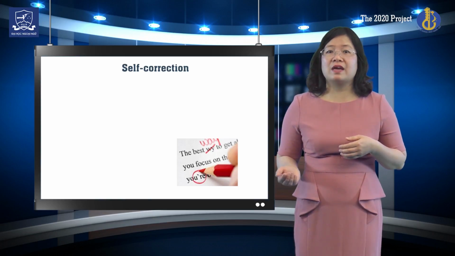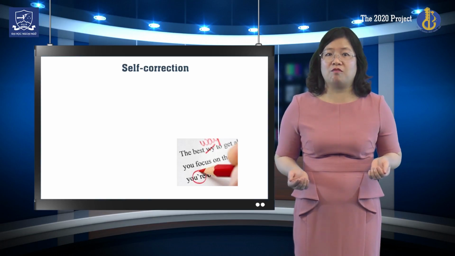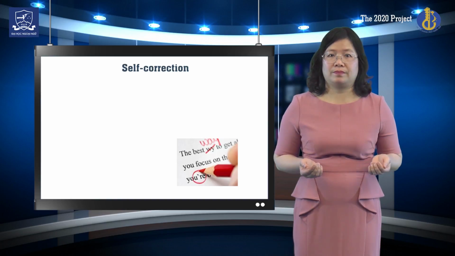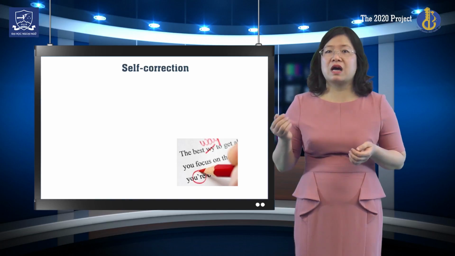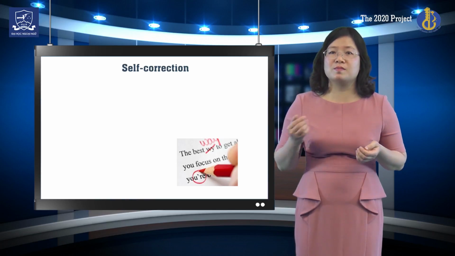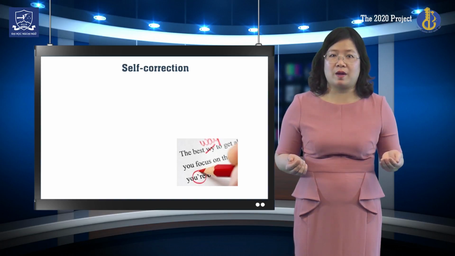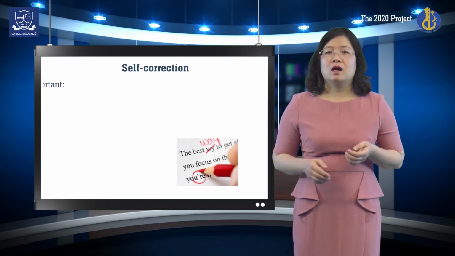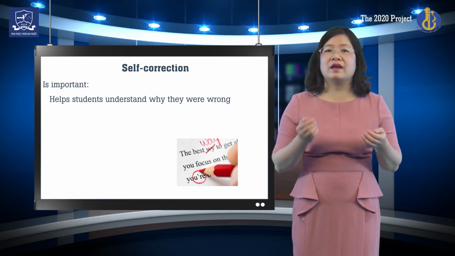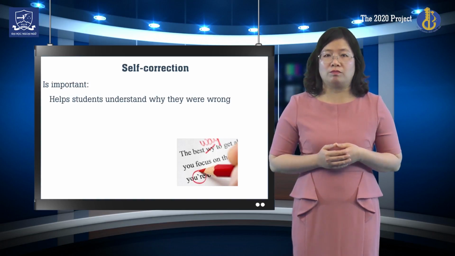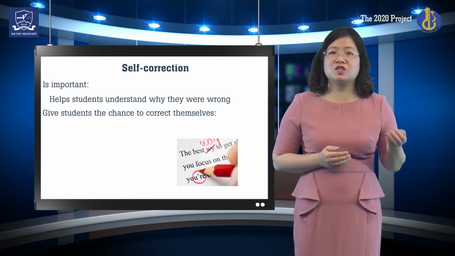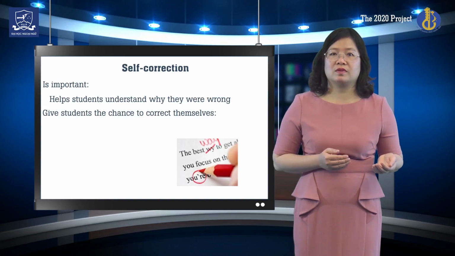Students remember the answer they work out for themselves better than the one you tell them explicitly. If you always correct for your students, they may lack the skill to correct themselves when you aren't there. Self-correction is important because it helps students understand why they were wrong. So, always give the students the chance to correct themselves.